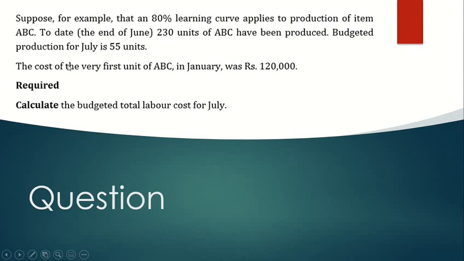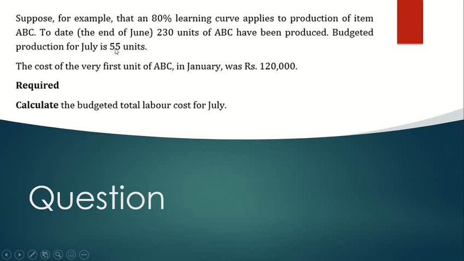Now they have given the cost for the very first unit of ABC, which is 120,000. So A they have given for the first unit; this is obviously a labor-related cost, 120,000. So A is 120,000. B we want to find: log 0.8 should be divided by log 2. X can be 230 or we can apply 285. We'll decide it based on the question.